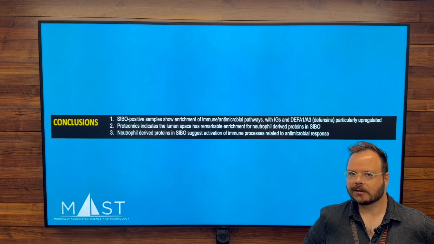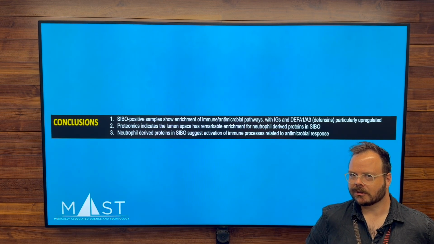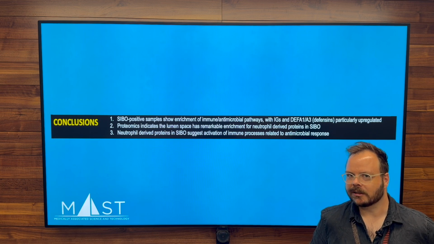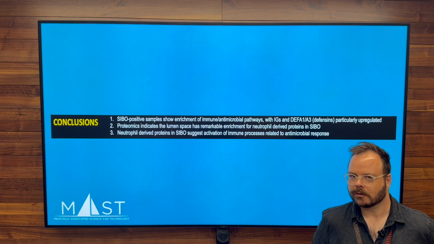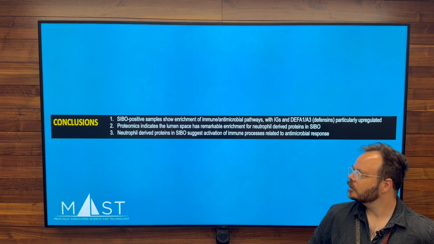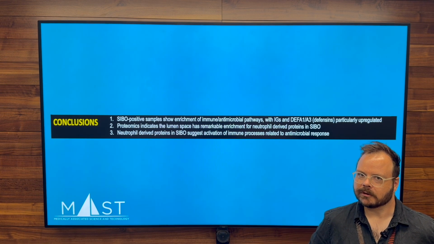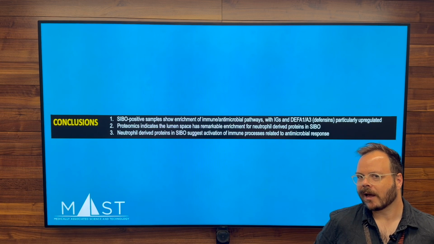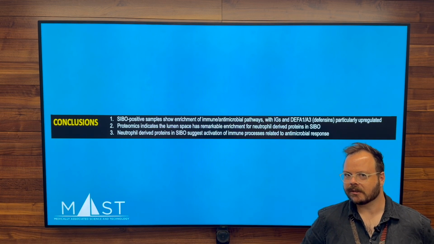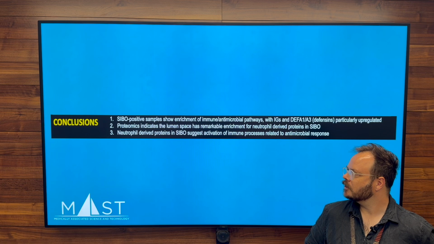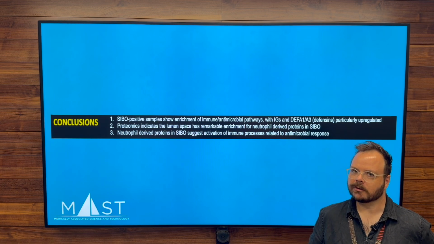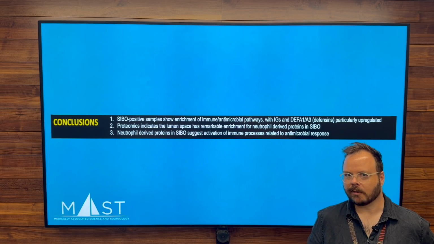immunoglobulins and defensins in our protein data set, which is something that we'd expect to see in response to bacterial overgrowth. We also see a lot of activation of the neutrophil degranulation pathway and proteins related to neutrophils, and this all suggests that we are seeing neutrophil activation in response to SIBO.